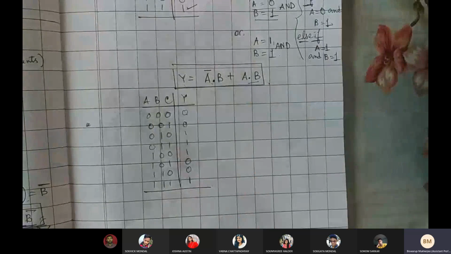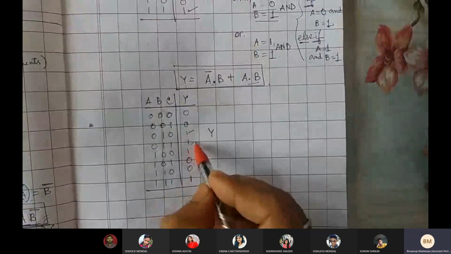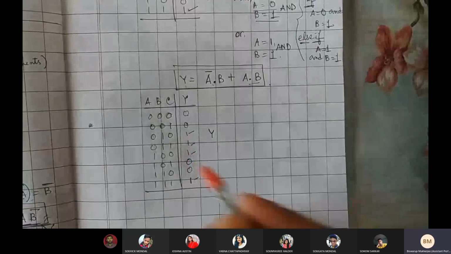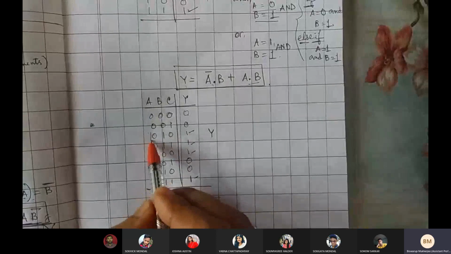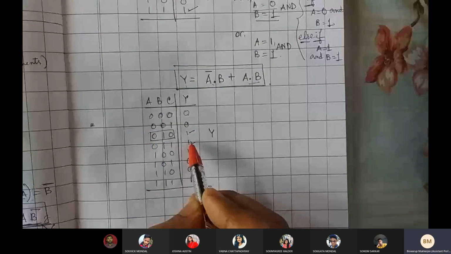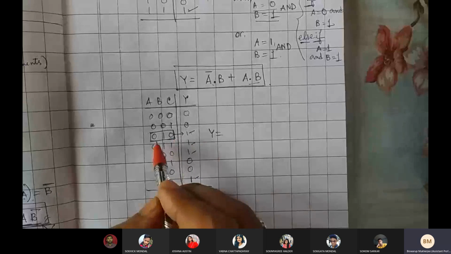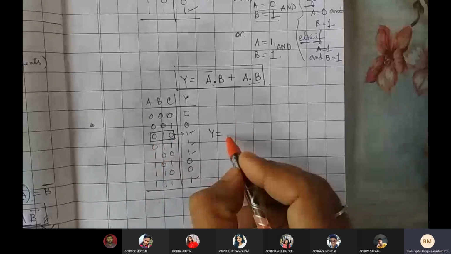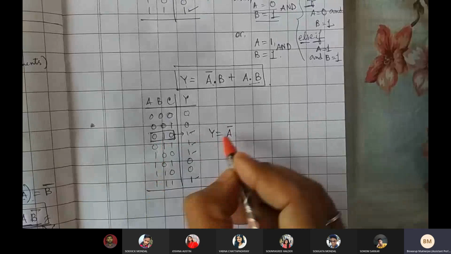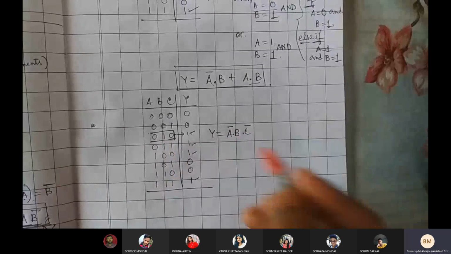So how to write down that one? Simple way: you just pick how many ones are there, and accordingly you write down the input combinations for which the output has become 1, right? Let's take this first one, for which the output is 1. That is equal to a bar dot b dot c bar, right? So this is the first one.